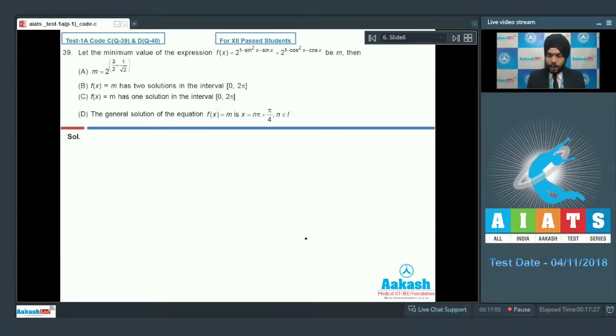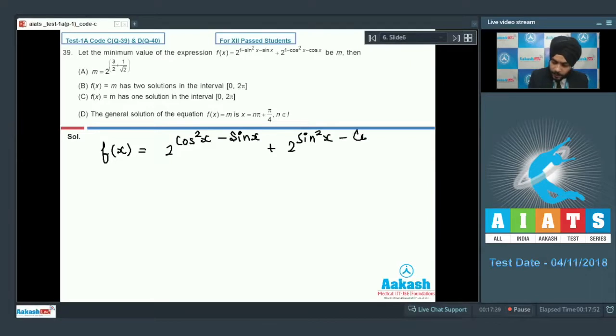Okay. Let us talk about f(x). At first sight of the question, you will replace 1 minus sine square x by cos square x. 2 power cos square x minus sine x. Plus, again at first sight, 1 minus cos square x as sine square x, minus cos x. Students, what are we going to do?